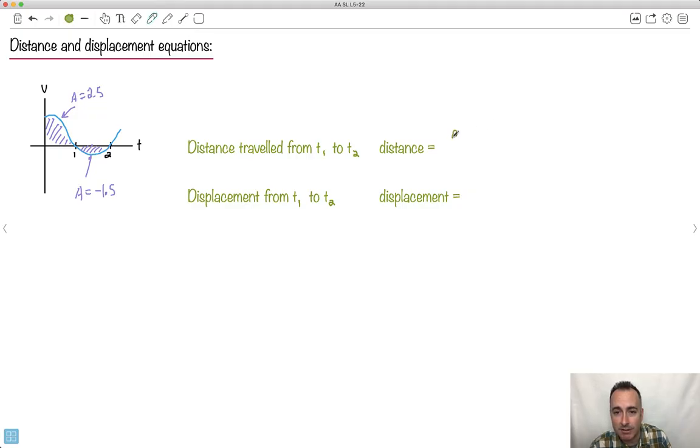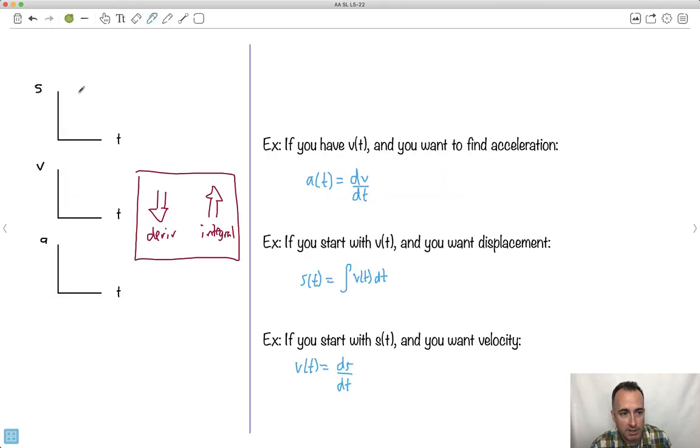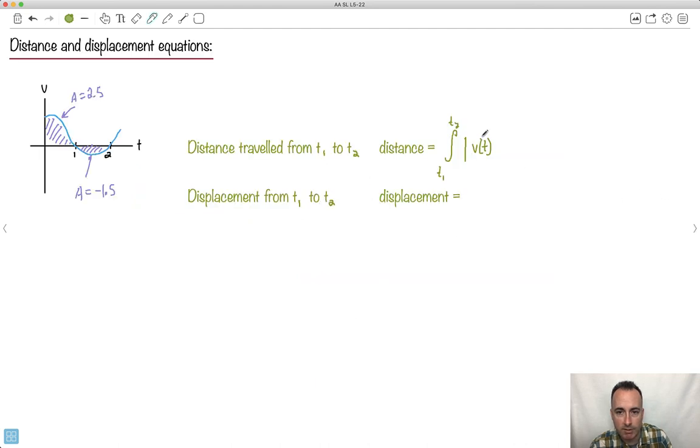It goes the integral from T1 to T2, and we're going to take the absolute value of v of t here. That's because we got v. Remember, if we start with v, we want the distance, we go up. So that's why we do the integral. So right here, we have the absolute value of v of t dt.